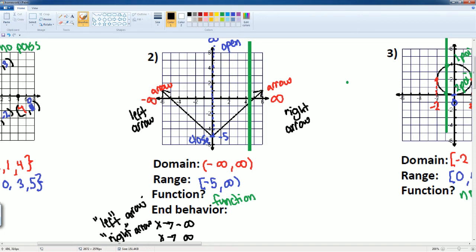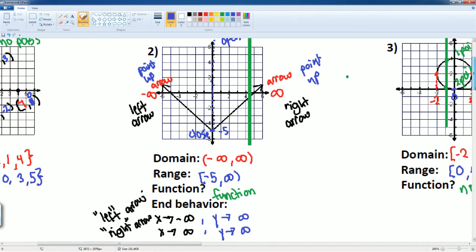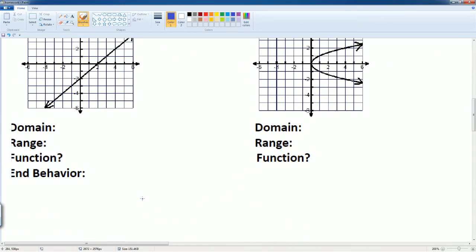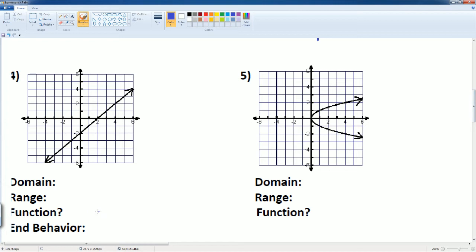So the left arrow, is it pointing up or is it pointing down? It's pointing up. That means the y is going towards what when you look up? To positive infinity. Same thing for the right arrow. It is pointing up, so that is when y goes to positive infinity. When it points up, the y is going to positive infinity.